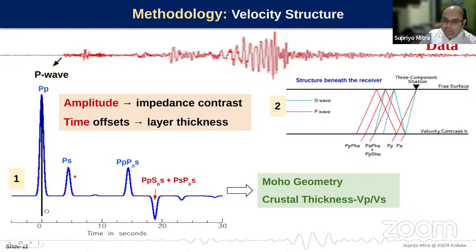Then you have reverberations, which are like PPPS and so on and so forth. So the amplitudes of these arrivals will be controlled by the impedance contrast at this boundary. And the offset time of each of these will essentially tell you the thickness of the layer, given that you have some control of the velocity. And I'm going to use this to look at the geometry of the MOHO and the variation in crustal thickness.